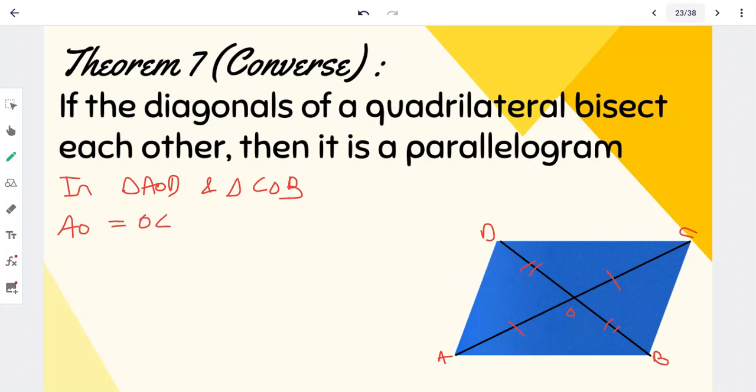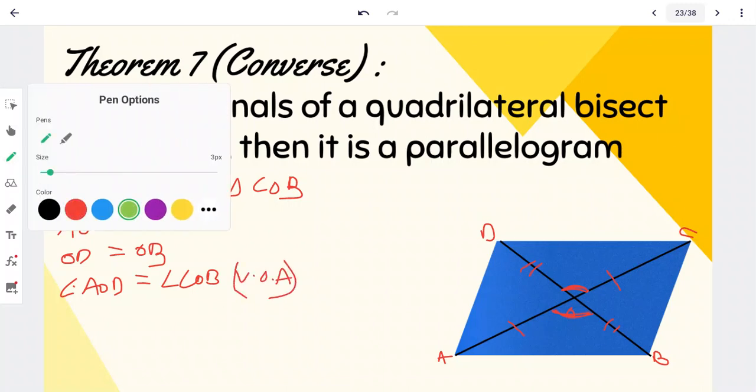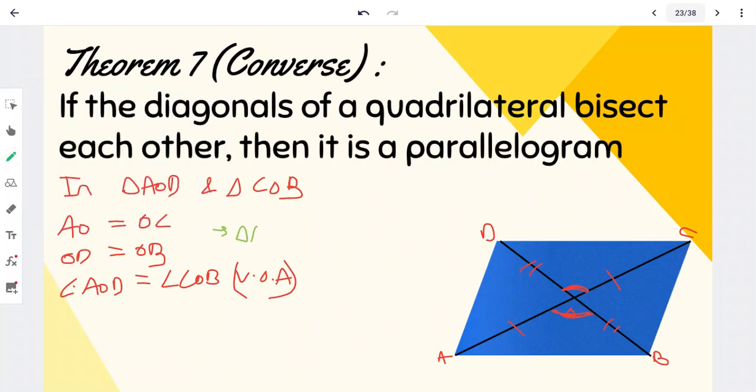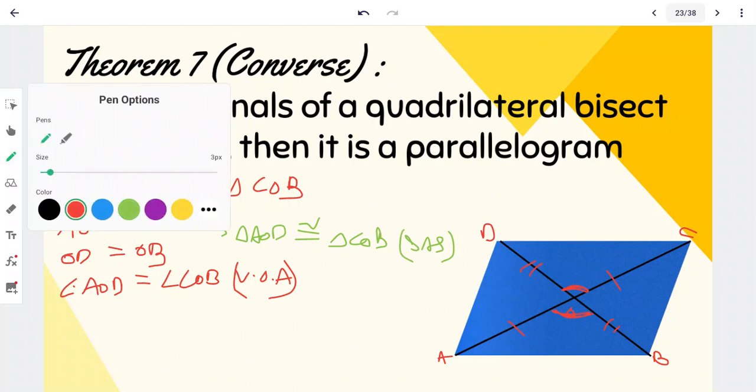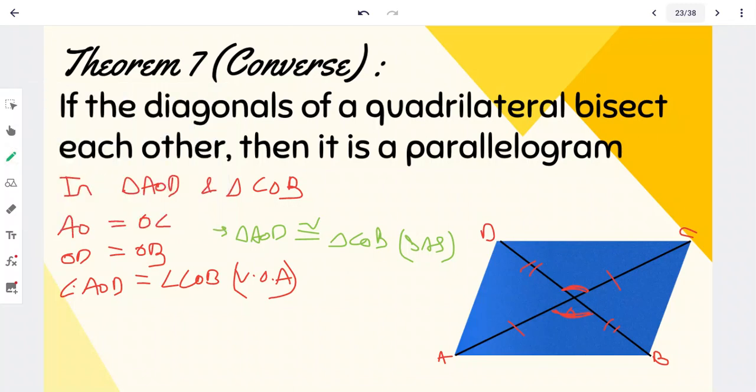AO is equal to OC. It is given to us, correct? OD is equal to OB. That is also given to us in the question, that the diagonals bisect. And angle AOD is equal to angle COB. Which is this angle? This one and this one. They both are vertically opposite angles. So what can I say? With this, we can conclude that triangle AOD is congruent to triangle COB, by SAS criteria. Writing the criteria is very important. You always have to write the criteria. So this is done. We proved they are both congruent.